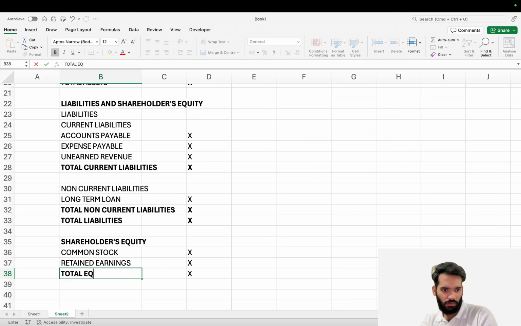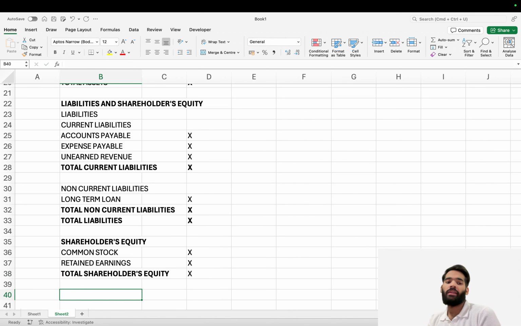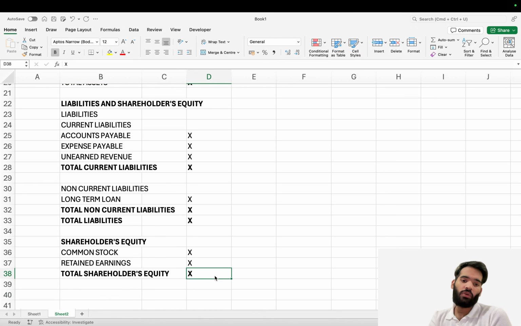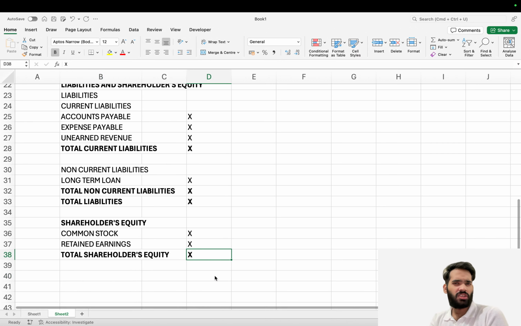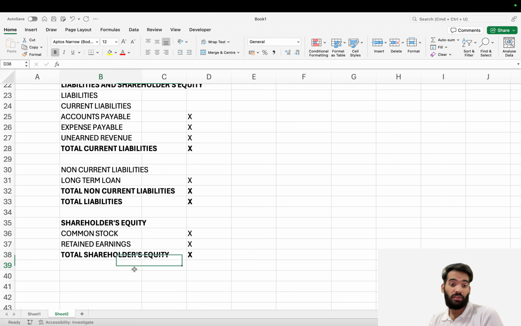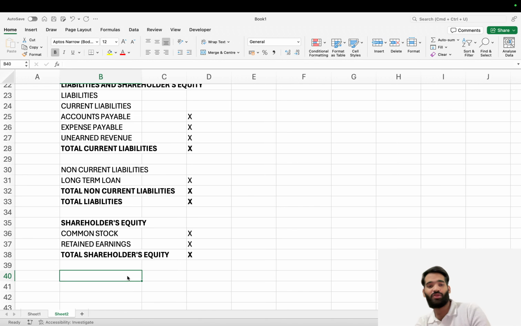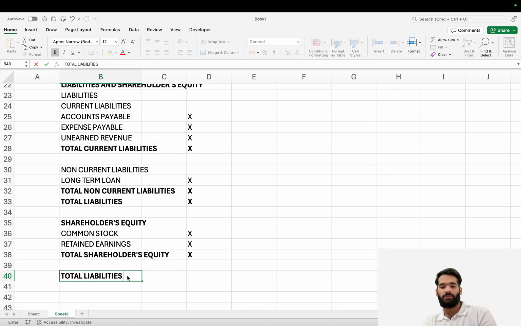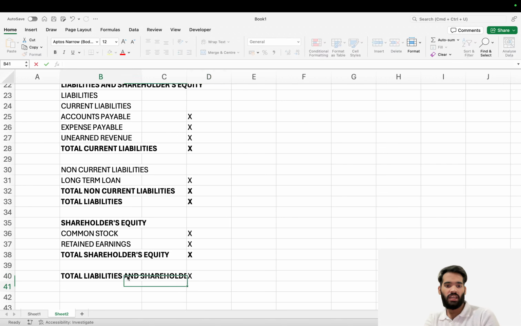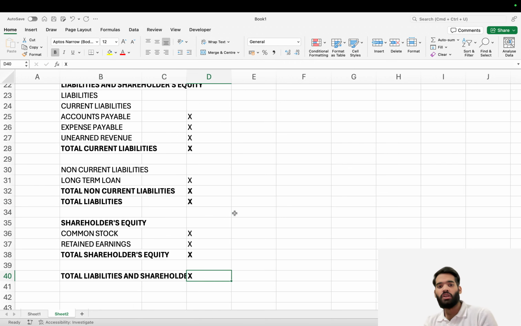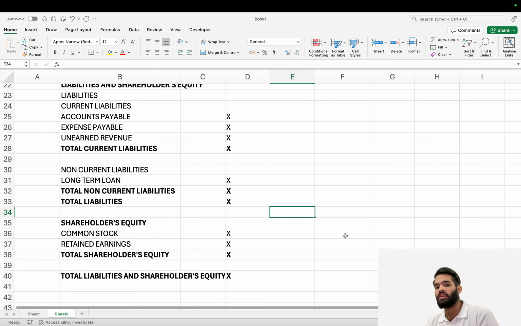Total equity, or rather, I should say shareholders' equity. And now we can combine the liabilities and equity to see if they match the total assets. If they do, that means you have solved it correctly. The accounting equation is holding true. Do you remember the accounting equation? Assets are always equal to liabilities plus equity. So now we'll combine the liabilities and shareholders' equity value to see if it matches the asset. If it does, you have done everything correctly. You don't have anything to worry about.